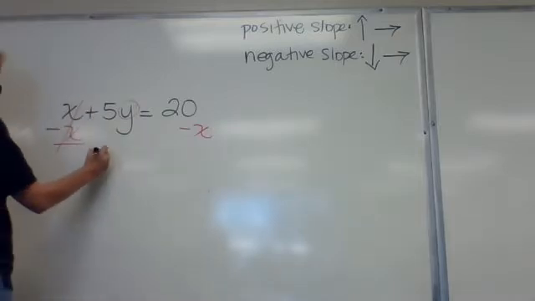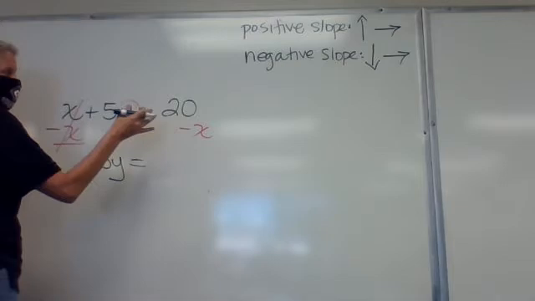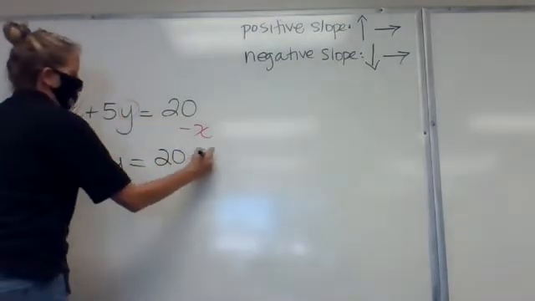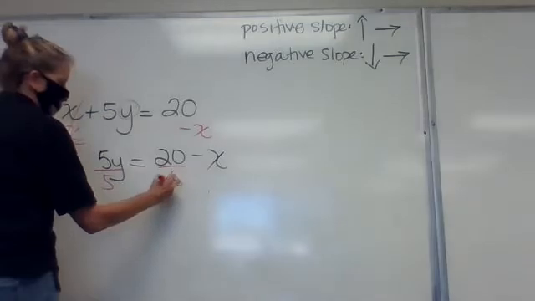So now I have 5y equals, it doesn't matter who goes in the front. I'll show you why it doesn't matter. I have 20 minus x. So say I put it the opposite way from the last one. Still doesn't matter. Yours is going to end up being exactly the same because what do I have to divide by? 5.